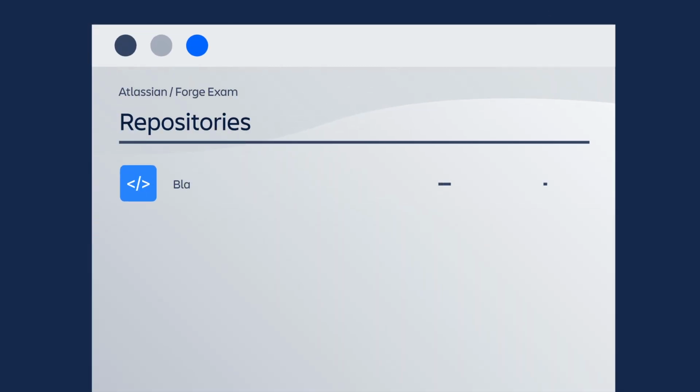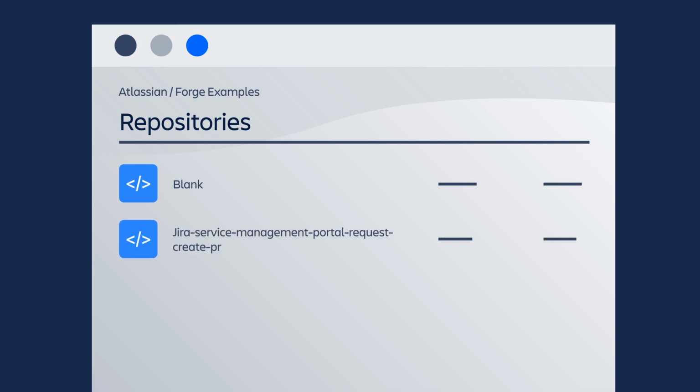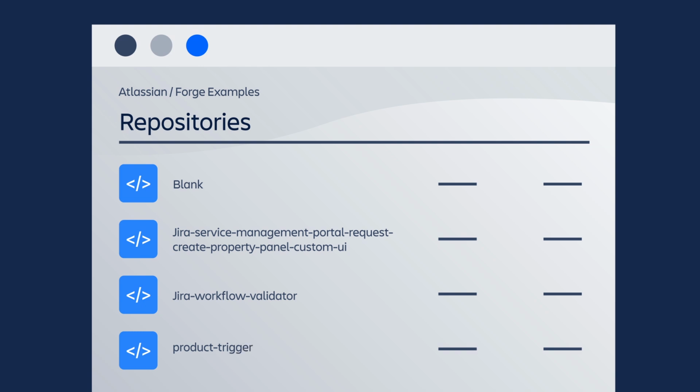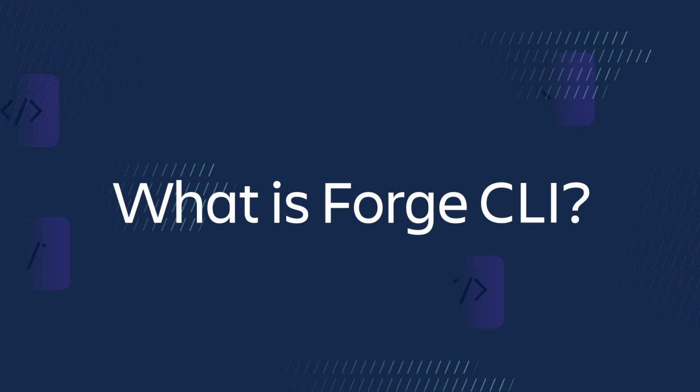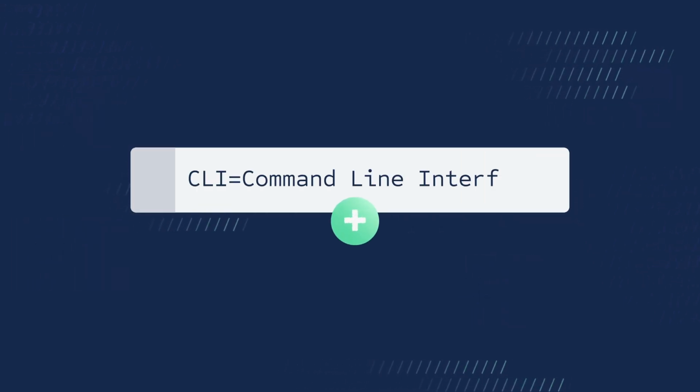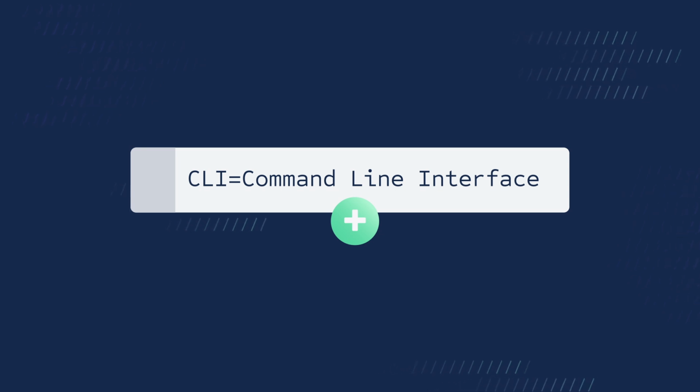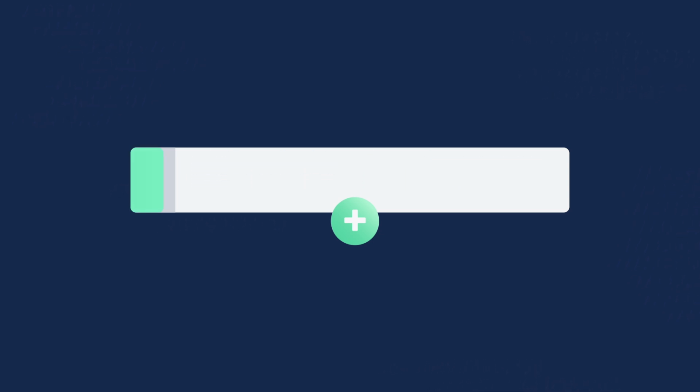When you download the Forge CLI, you'll already have all the ingredients, plus a few recipes or templates you need to get started. First things first, what is the Forge CLI? The Forge command line interface, or CLI, allows you to create and manage your app from the command line. It's designed to get you up and running quickly and easily, even if you've never built an Atlassian app before.